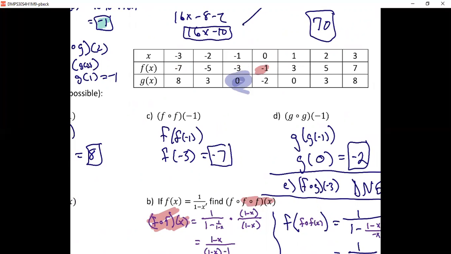Or g of negative 1. g of negative 1 is 0. And now I want to know what g of 0 is, which is negative 2.